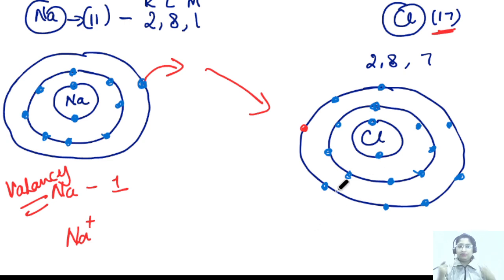This is the reason it is accepting the electron. And accepting is not a very positive sign, right? So the valency of chlorine is again 1. What is the valency?